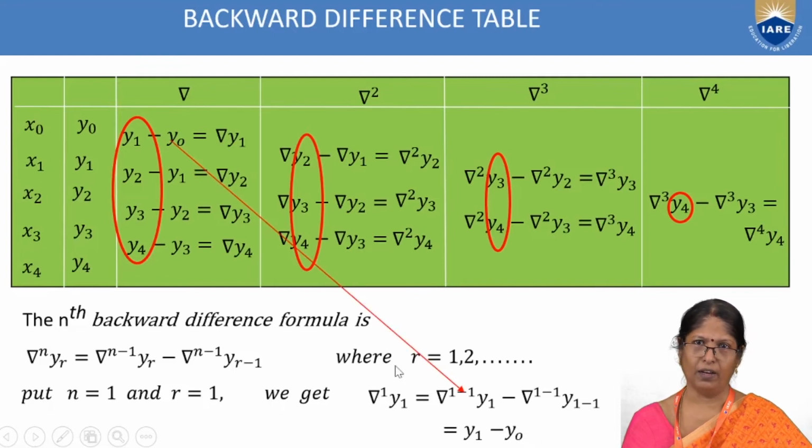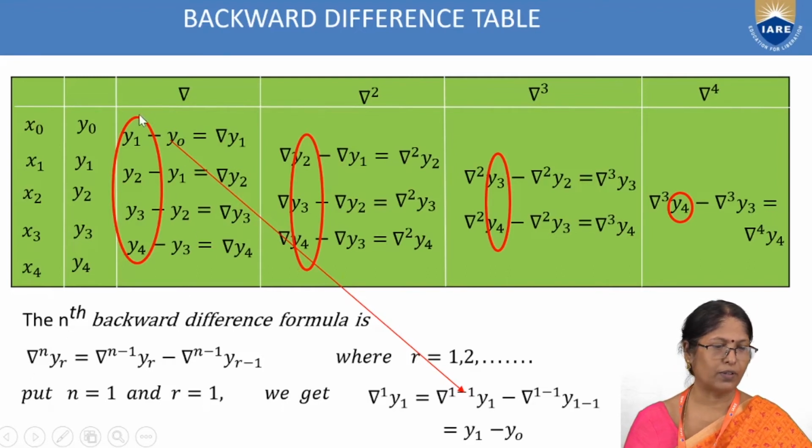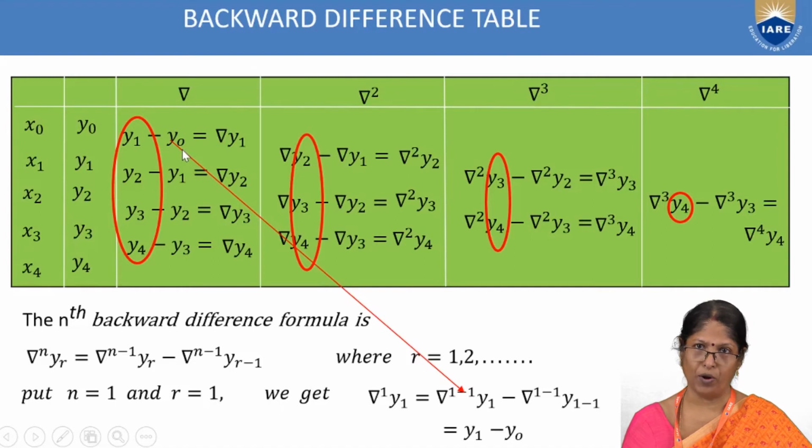You can see here the lengthy arrow mark. It starts with y1 minus y0. We constructed the table, and y1 minus y0 is nothing but del y1. Now using the formula also we got y1 minus y0 equal to del y1. So we cross-checked the nth backward difference formula with our table, and it is correct. Students can cross-check this too; all the terms will come.